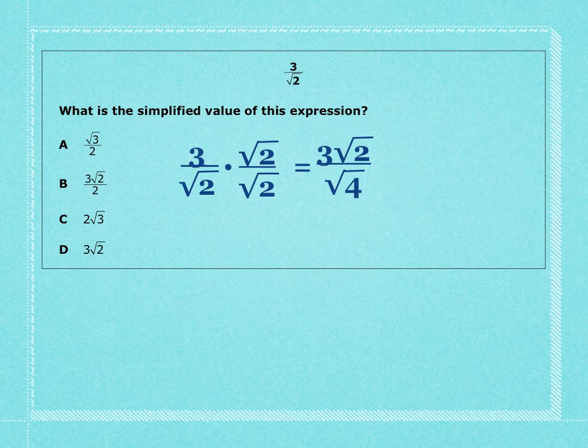Now the square root of 4 is a perfect square. The square root of 4 is 2. There's nothing that I can do in the numerator. I can't combine 3 and 2, and there's no way to simplify the square root of 2 any further. So I know that my answer here is going to be B.